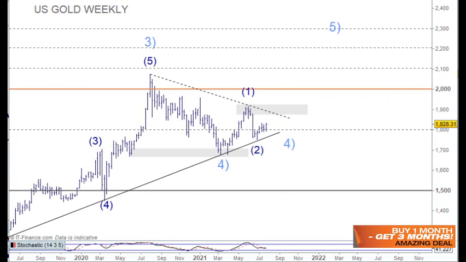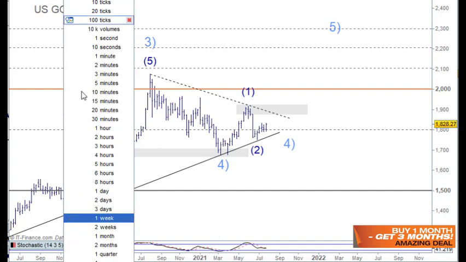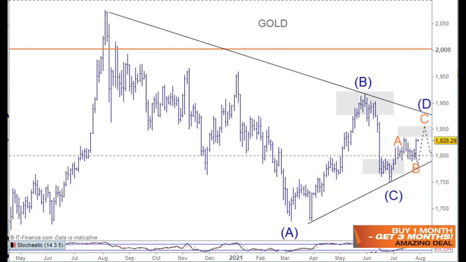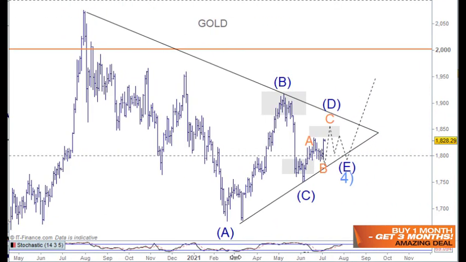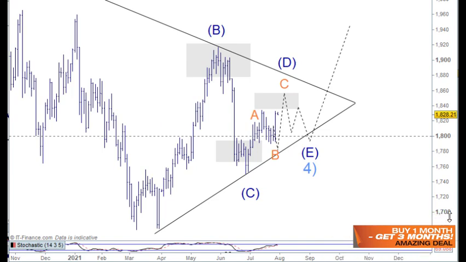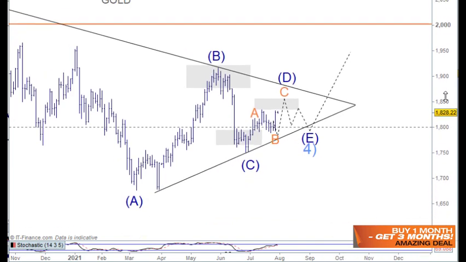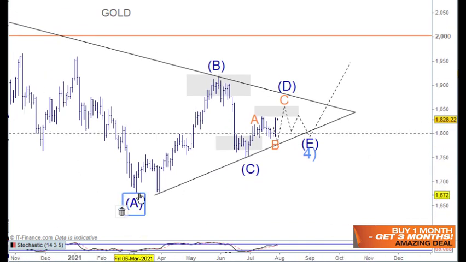So that's sort of it there. So let's just look at the triangle pattern to start with. I think it's on this chart. A little bit weird, but we're on track here. So this is all the A wave here, the B wave here, the C wave here, the D wave up here, and the E wave here.